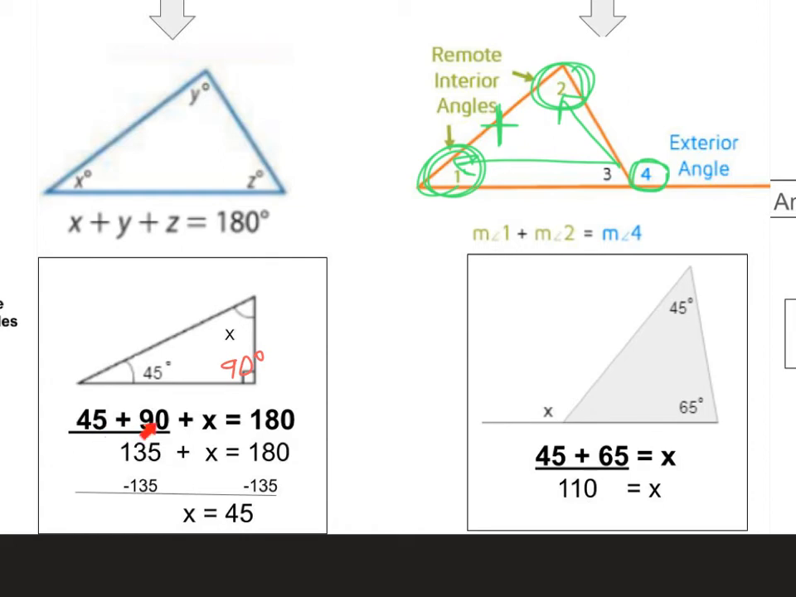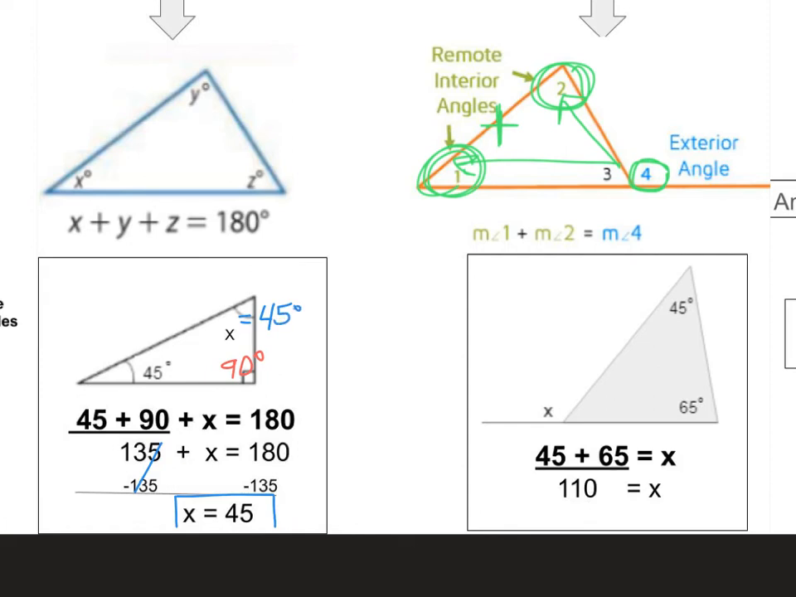So 45 plus 90 will give you 135. Bring down the plus x equals 180. Now we have an equation where we want to get the x by itself. What's going to cancel out that 135? The opposite. So we subtract 135 and we subtract 135. Those cancel each other out. We subtract 135 on the other side, and x equals 45 degrees. So that missing angle measure is 45 degrees.